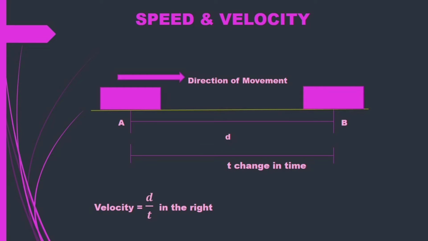Now let's say block has moved to the right by 10 meters and it has taken 5 seconds to cover the distance. So, here, how fast the block has moved in the right is 10 meters divided by 5 seconds. In this case we know how fast block has moved and also we know the direction. So it is vector quantity. And it is called as velocity. If we don't know the direction, it is speed.